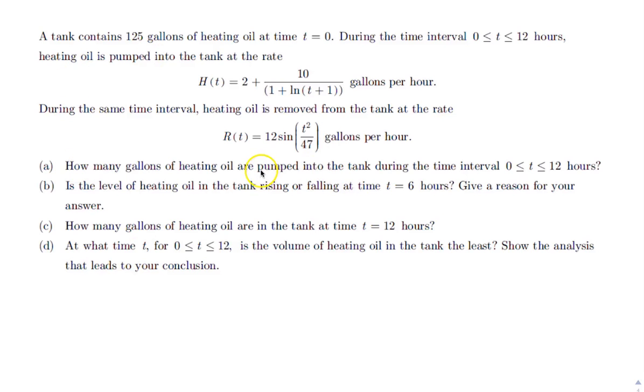Net change part 2. So now we're going to deal with net change problems that have two functions. So we have two rates of change here. Generally what happens is we have one rate of change that's going in, so it's adding stuff in, and one that's going out, subtracting stuff. So we usually have an in and out function.